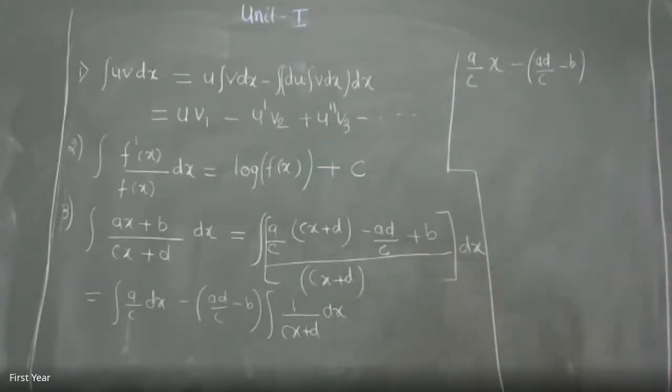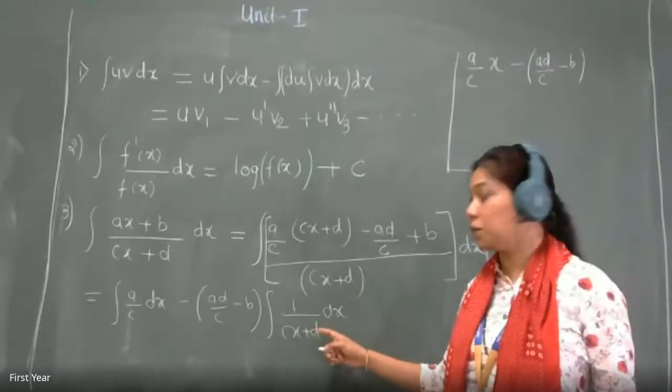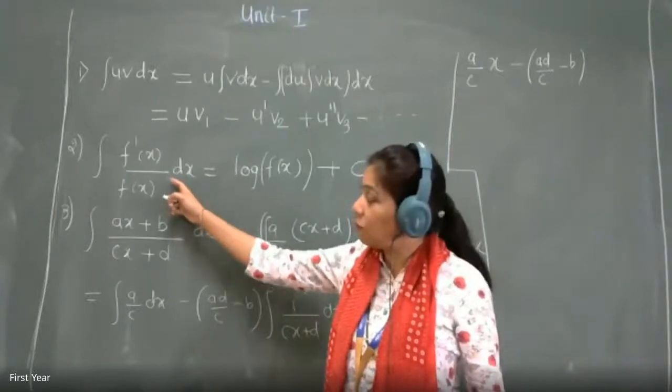Now this AD by C minus B is as it is. What about this term? Integration of 1 upon Cx plus D. What is the integration of this? Log Cx plus D. Is that the final answer? Log Cx plus D. What I'm using? No, I told you that, plus 1 by C, log. I told you that. Correct, absolutely. I told you that this formula will be used many times.